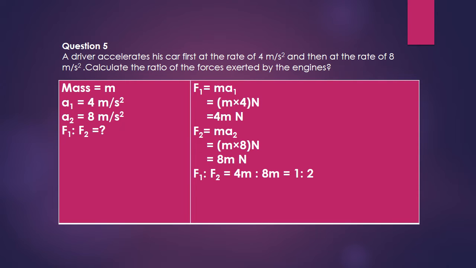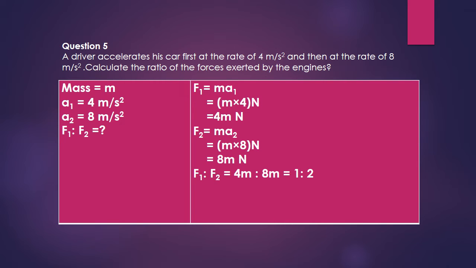The forces here means the first time he put some amount of force so that the car produced 4 meter per second square acceleration, and in the second scenario the driver put some amount of force so that the acceleration produced was 8 meter per second square. We don't know the mass of it, but it does not matter because I have to get the ratio.